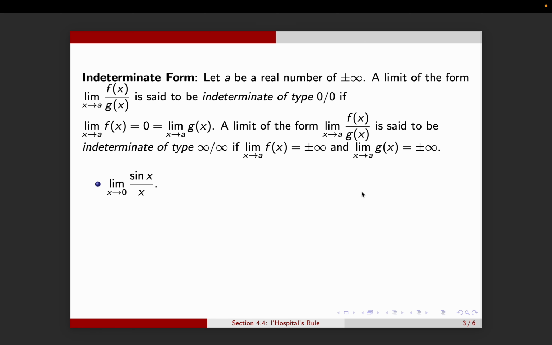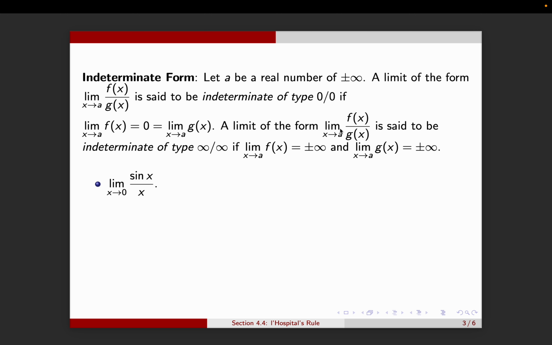So to explain how the rule works, we first need this bit of vocabulary here, indeterminate form. So if you have a fractional limit of this form like this, limit as x approaches a of something over something, and a here can be either a real number or, sorry, that's supposed to say, plus or minus infinity. So you can have x approaches 5, x approaches negative infinity, anything like that. If you have a fractional limit like this, it's said to be of indeterminate type 0 over 0 if the top and bottom of the fraction both approach 0.